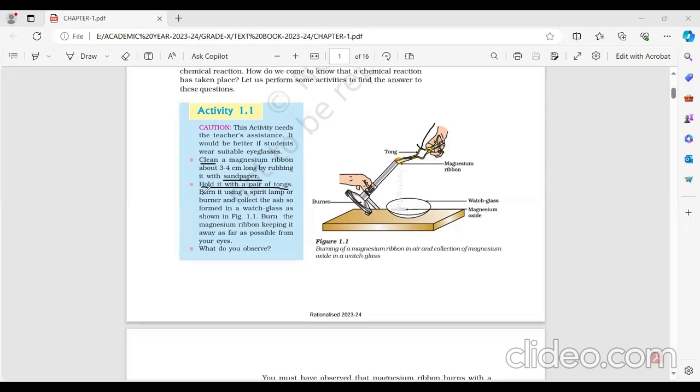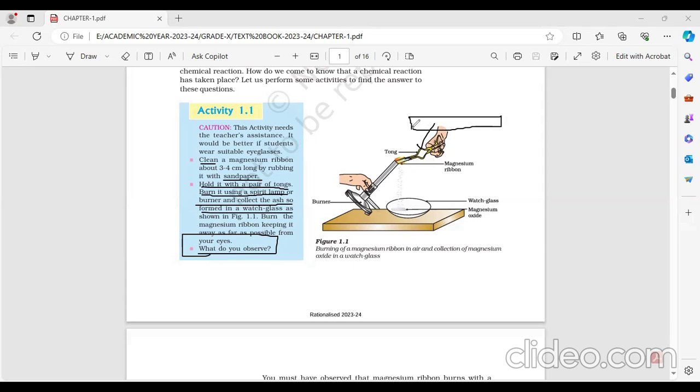Burn it using a spirit lamp or burner, and collect the ash so formed in a watch glass as shown in figure 1.1. Burn the magnesium ribbon, keeping it as far away as possible from the eyes. So what do you observe? So he's asking. Actually, magnesium ribbon is a metal.